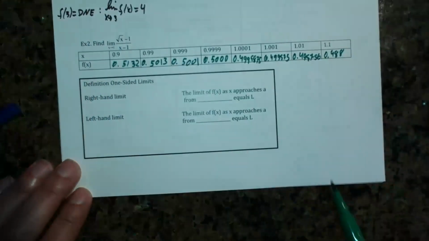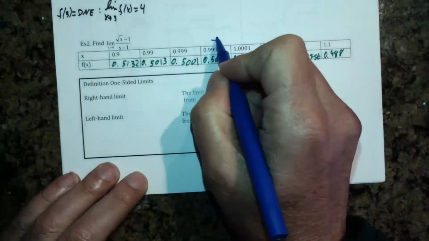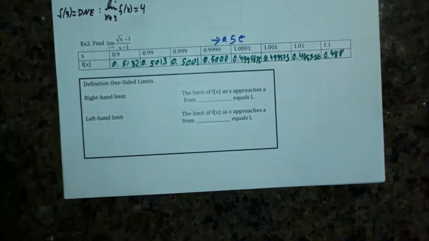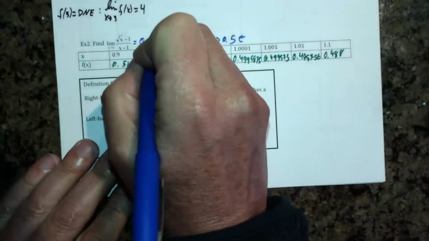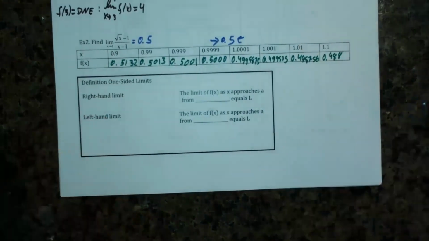But you can see what we're approaching in this case from both directions is 0.5. So this limit is equal to 1/2 or 0.5. And we'll prove that in just a few minutes, a little bit more definitively instead of using a calculator. All right, definition of one-sided limits.